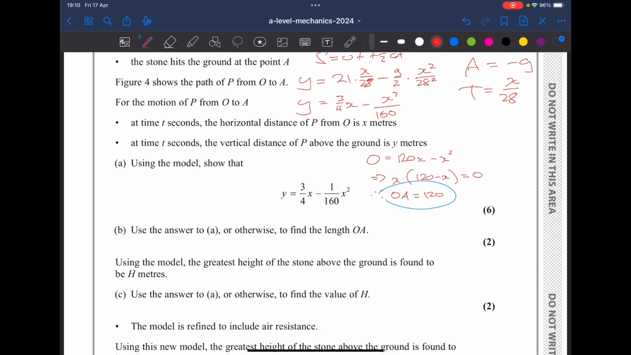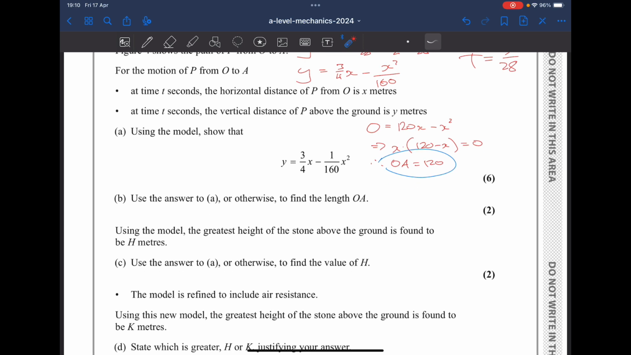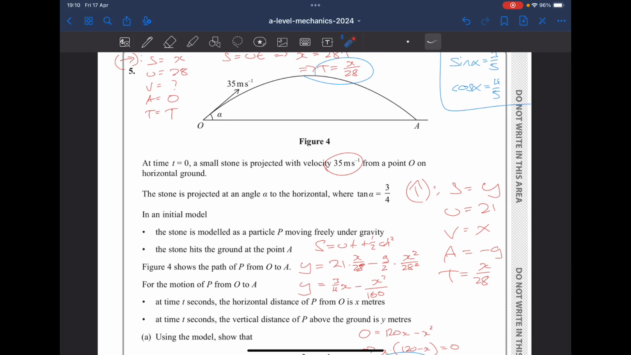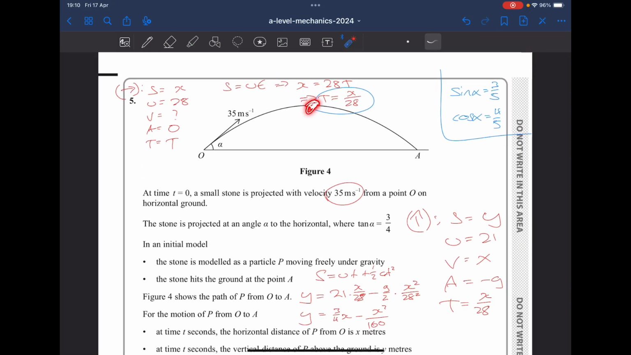Using the model, the greatest height of the stone above the ground is found to be h meters. Use the answer, or otherwise find the value of h meters. So two ways of doing this. h meters is the highest point. You can see like here, the kind of the turning point up there.